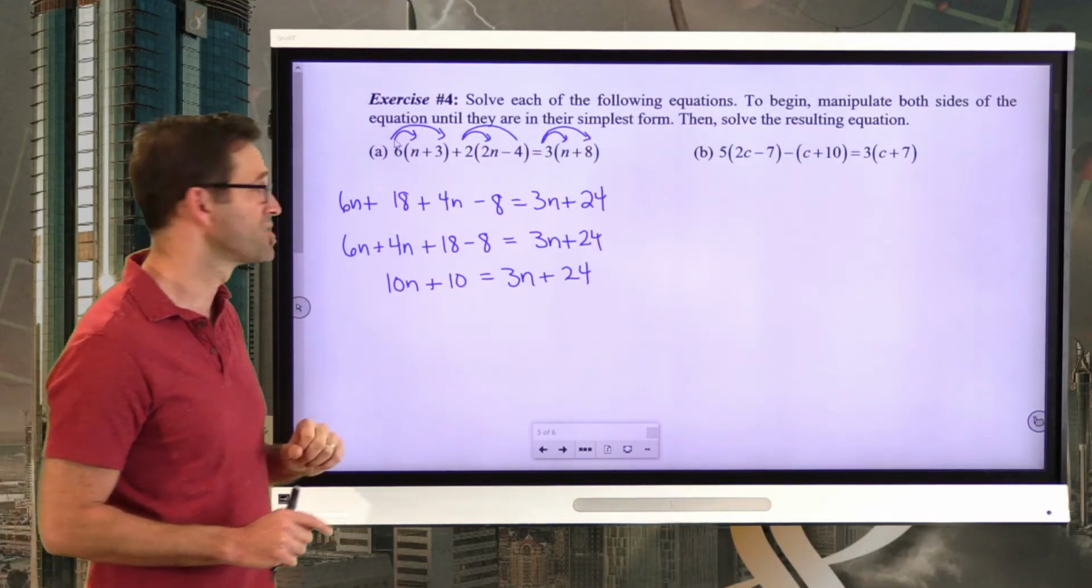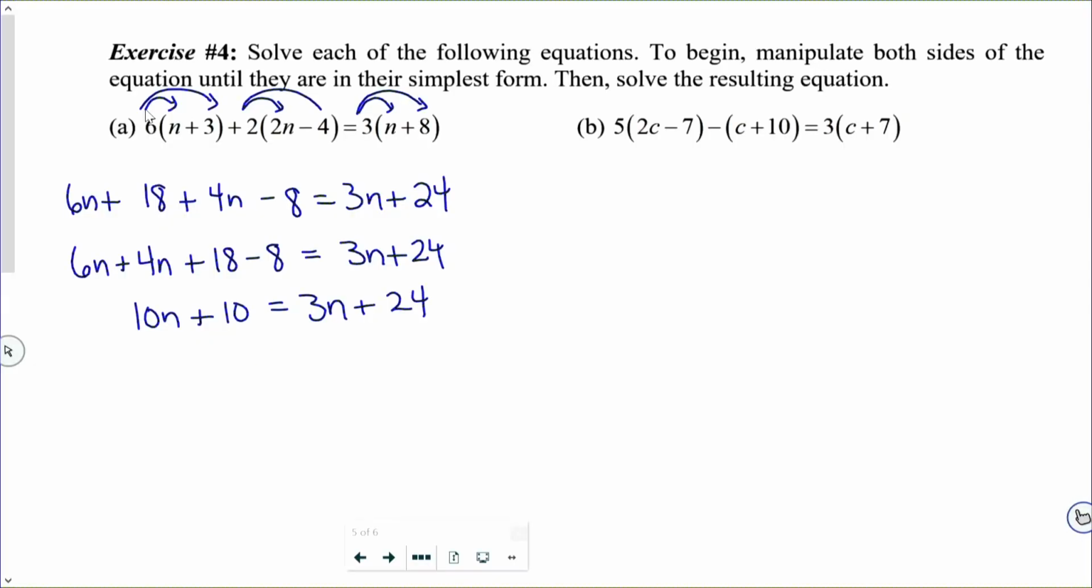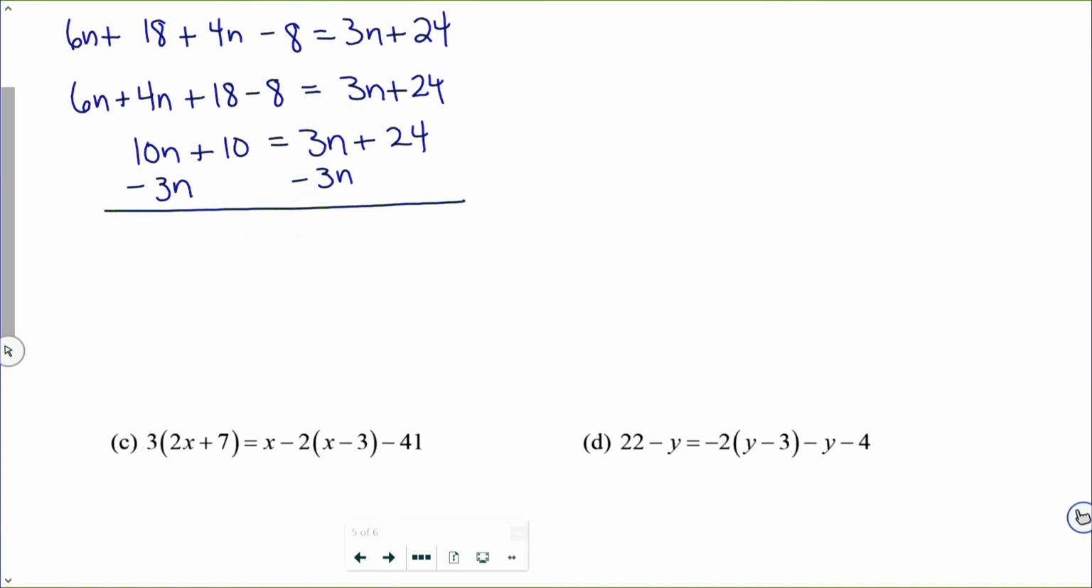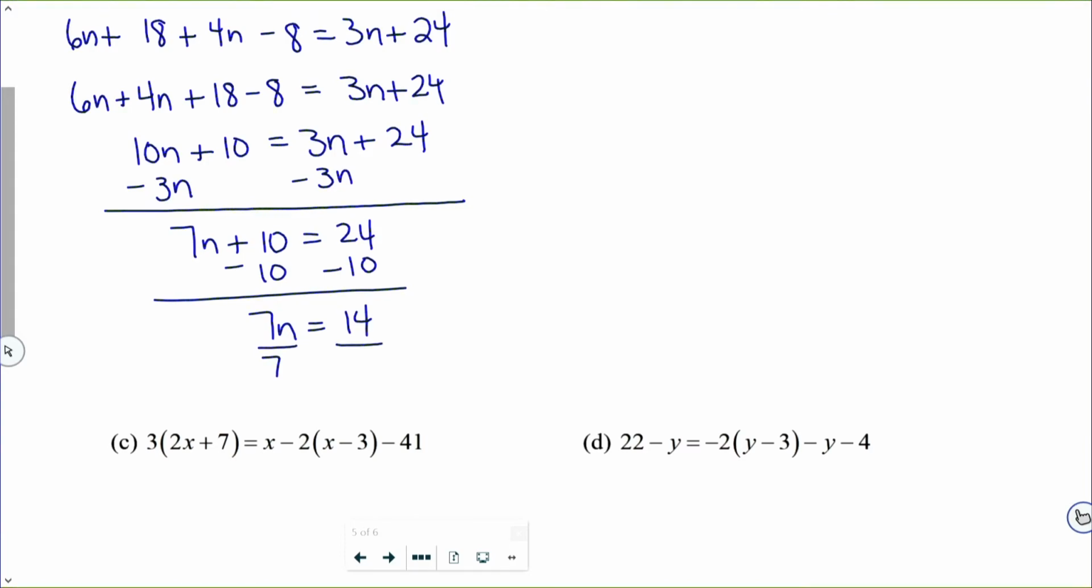So now let's go on and solve this one together. Let's subtract a 3n from both sides. All right, now we're using that subtraction property of equality. Bring the board up a little bit. 10n minus 3n is 7n, plus 10 is equal to 24. Now I'll subtract a 10 from both sides. I'll get 7n is equal to 14. Divide both sides by 7. And n is equal to 2.